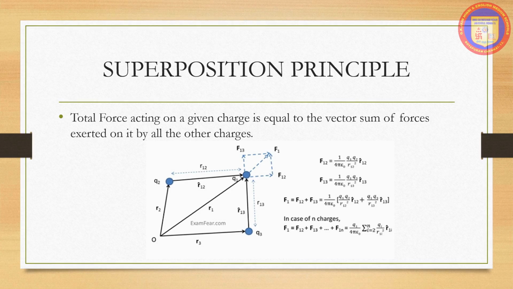So F1 is equal to K into Q1 Q2 divided by r21 square into r21 cap, plus Q1 Q3 divided by r31 square into r31 cap, plus etc., up to Q1 Qn divided by rn1 square into rn1 cap.